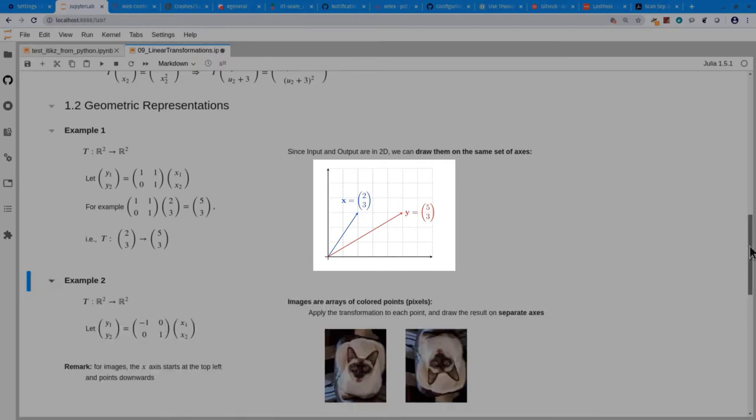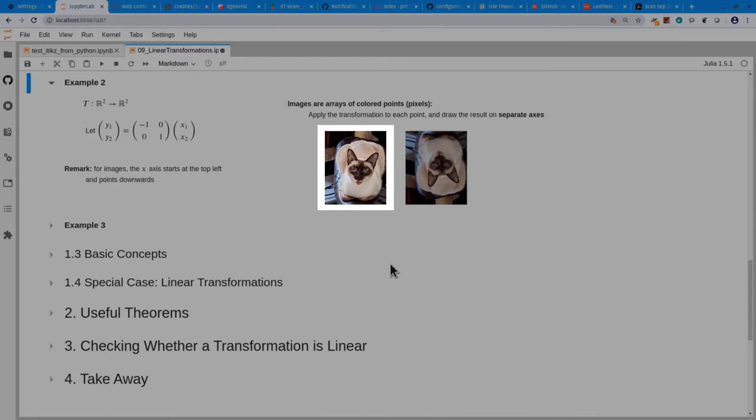As my second example, if I think of an image, images are actually arrays of points. Each point in this image is a pixel value. So I have an image made up of lots and lots of points in this representation, and I can apply a transformation to each one of those points. For example, for any one location (x1, x2) in that image, I apply the matrix [-1, 0; 0, 1] to it. That will take x1 to minus x1 and keep x2 the same. For images, the first axis actually runs from the top to the bottom. So when I apply this transformation to this image of a cat, it's going to flip the x-axis around. The positive values become negative values. And when I plot on my separate axis, what I see is the cat turned upside down.